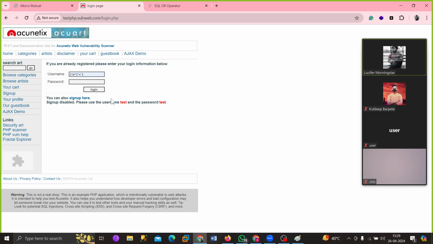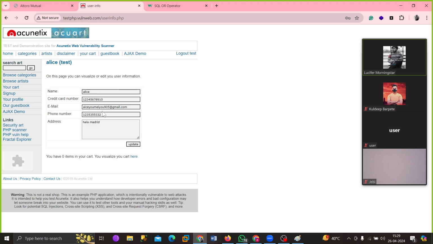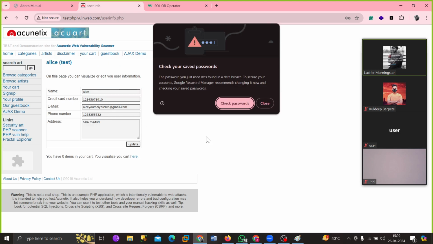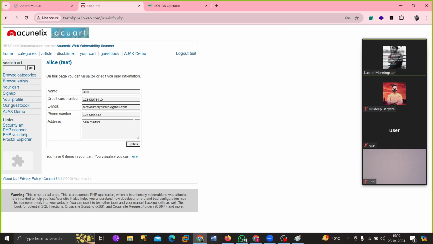I'm now talking about blind boolean, blind SQL injection. So what I'm going to do, the same parameter, the same string, we are going to put in the user and the login password. And will I be able to log in? Yes, I'm able to get into this. I'm able to bypass the login pages.